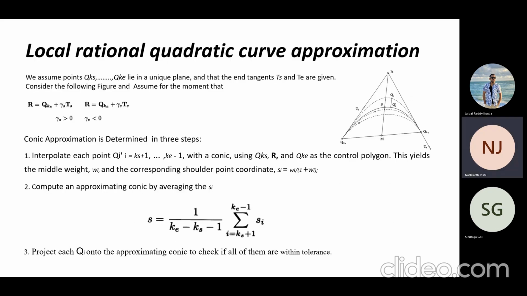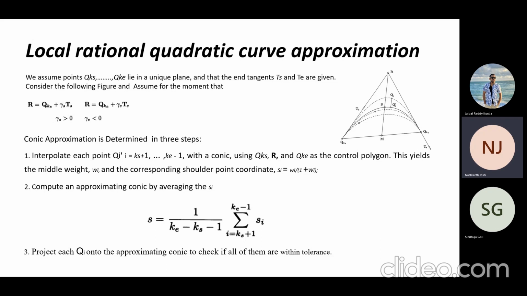Local rational quadratic curve approximation. We assume points qks to qke lie in a unique plane and that the tangents ts and te are given. Consider the following figure and assume for the moment that R is equal to q of ks plus gamma s ts, R is equal to qke plus gamma e te, where gamma of s is greater than 0 and gamma of e is less than 0.